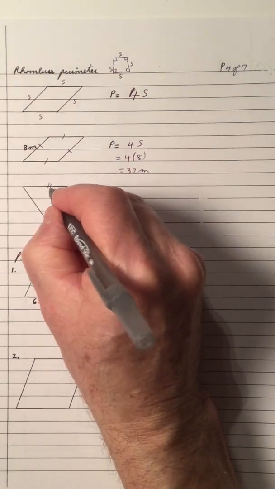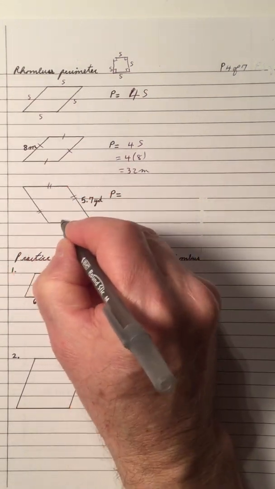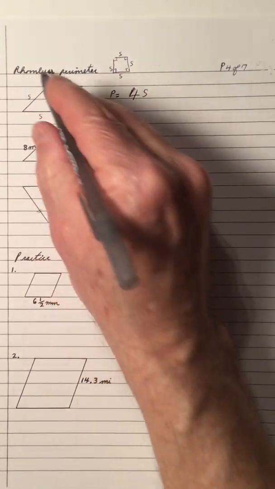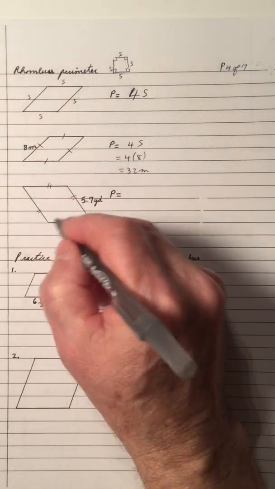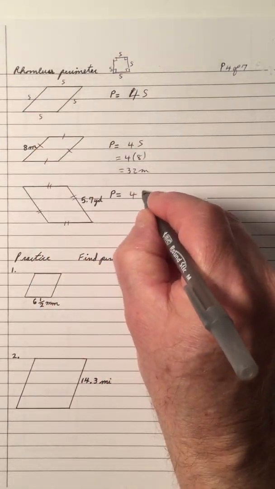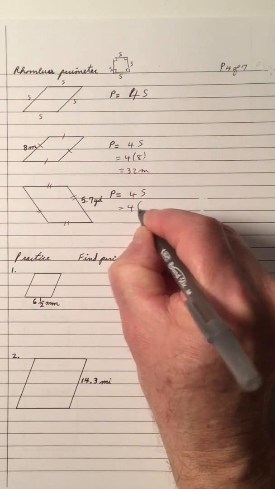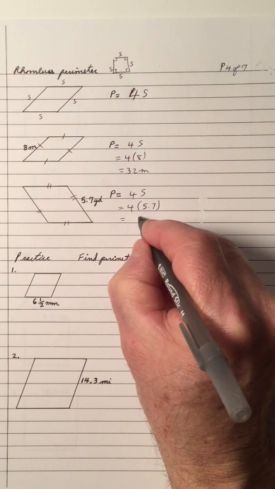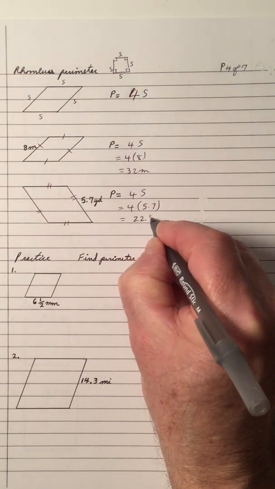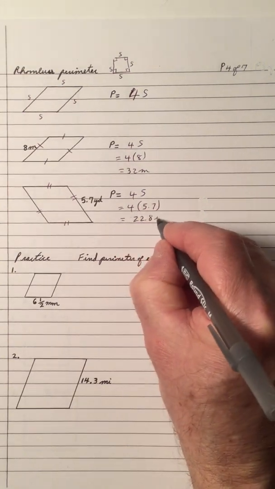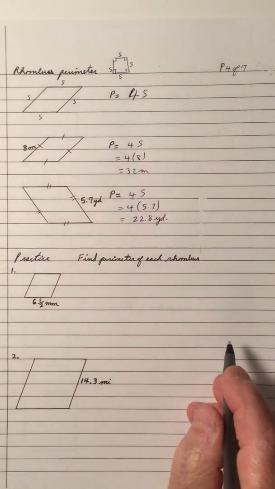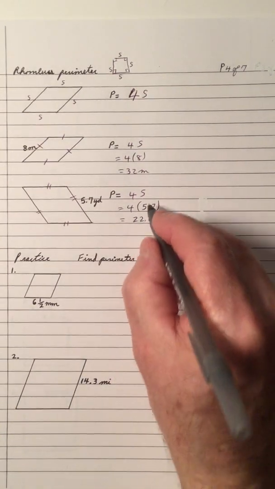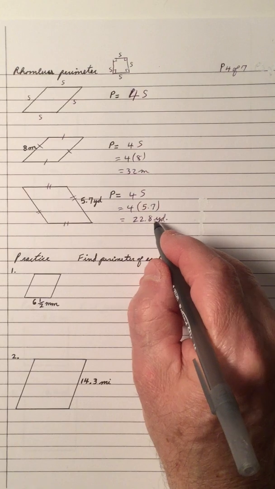And again, let's mark all the sides equal. We're saying it's a rhombus up here, so let's mark them all equal to make sure we have a rhombus. So 4S, 4 times 5.7, and you multiply that out, and you get 22.8, and it's yards. If you multiply with a calculator, you get 22.8.